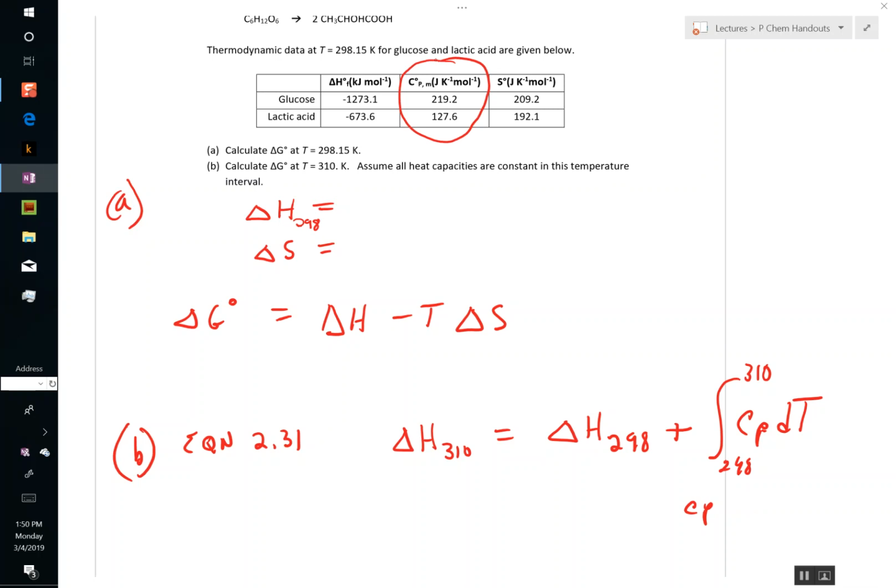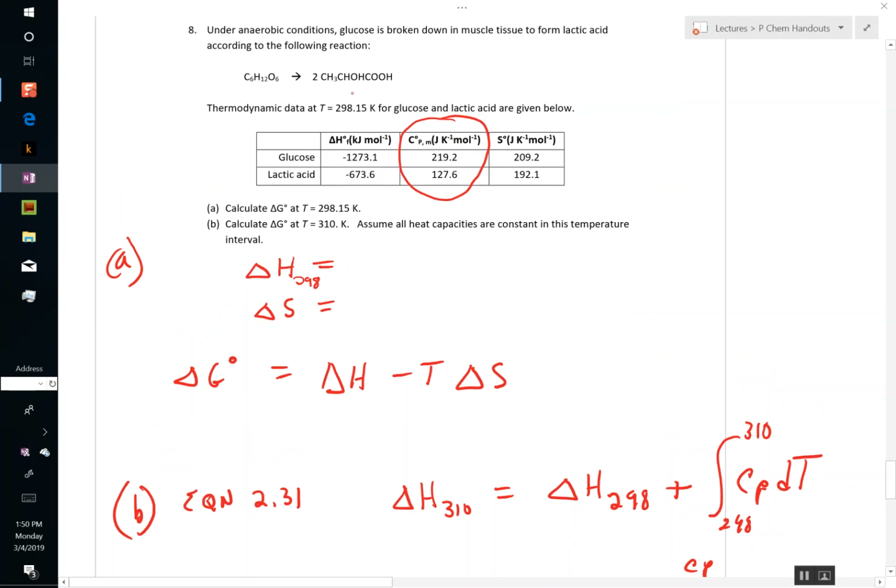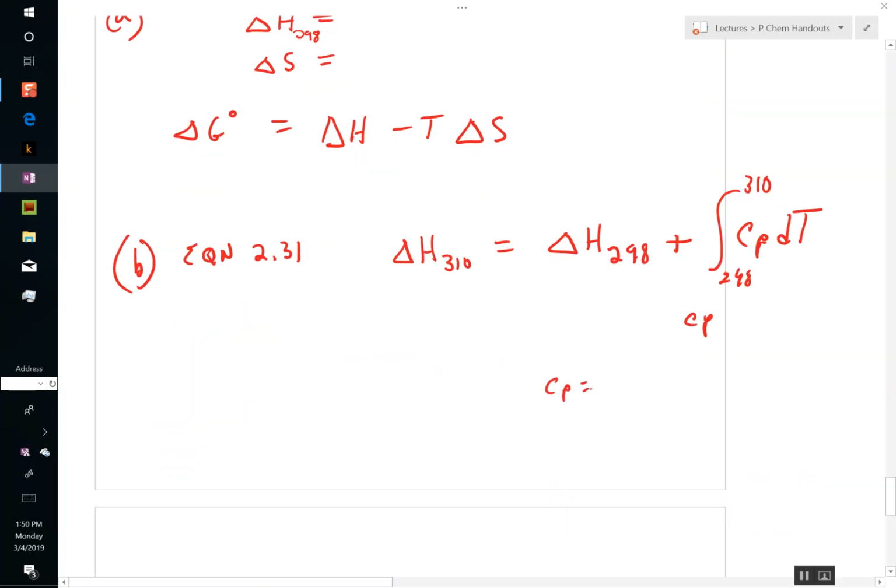What's the heat capacity? What about the CP of reaction? So maybe we want lactic acid times 2 minus glucose, and that's the number we want there. Let's see, 2 times the lactic acid minus 1 times the glucose. That's what we want to use for CP. And then do you calculate the new delta H the second way?